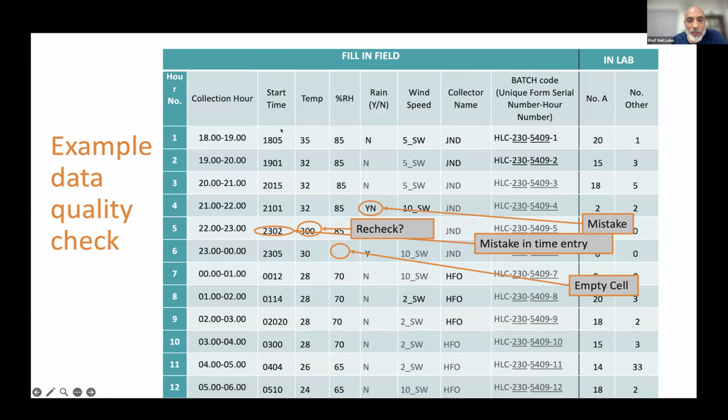And over here, the temperature was 300 degrees. Oh God, I hope it wasn't. But the temperature apparently was 300 degrees from 10 to 11 that night. That needs to be corrected. So going through the data to ensure that the data is entered correctly and corrected for analysis is really important.